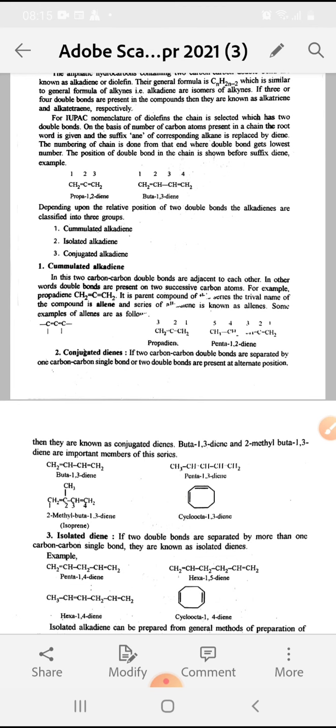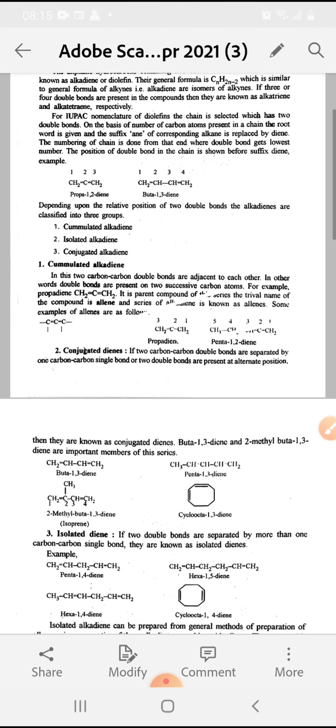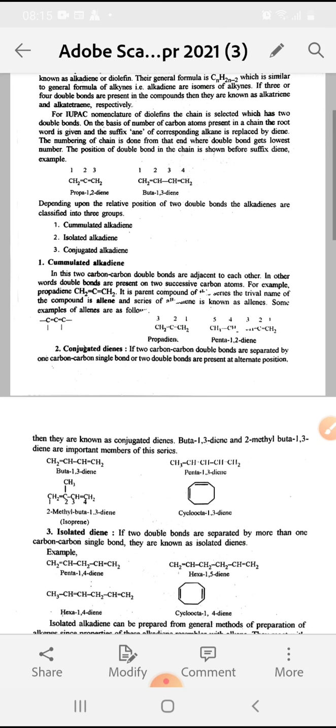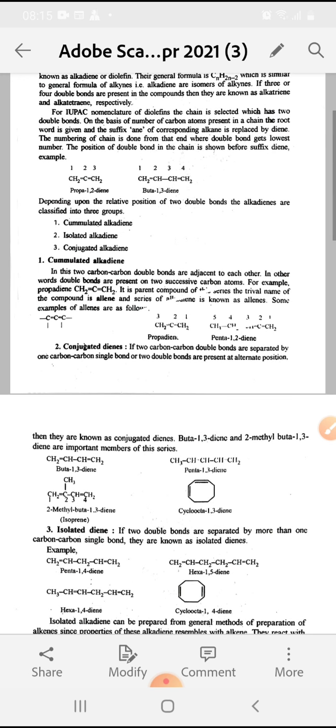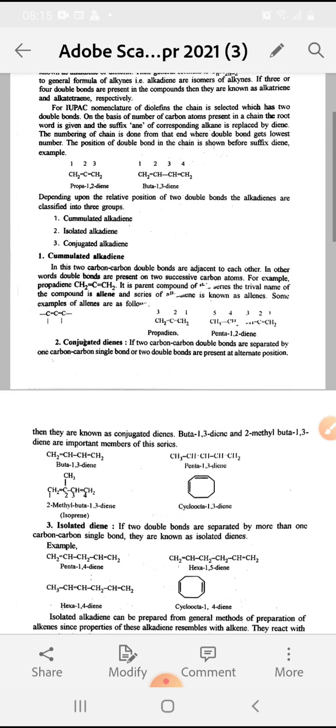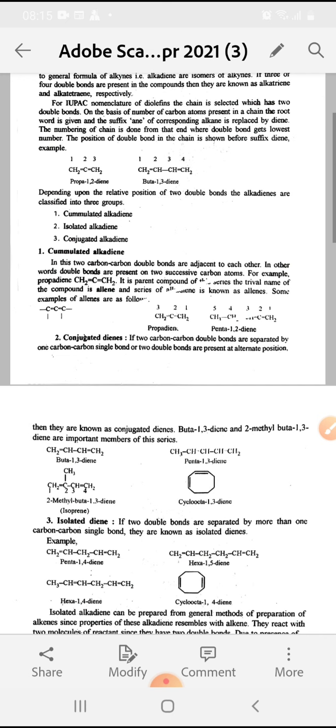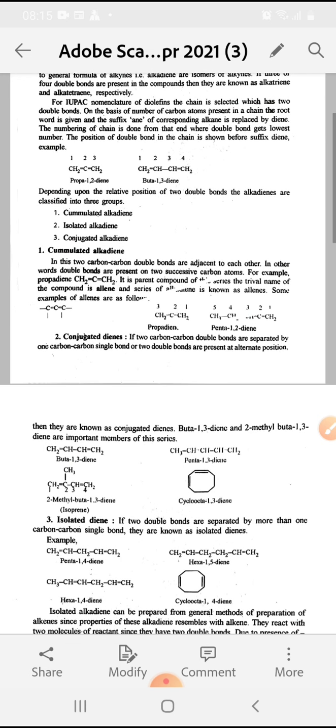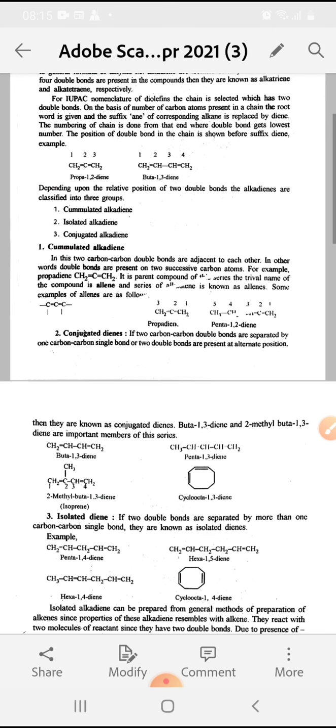On the basis of number of carbon atoms present in a chain, the root word is given and the suffix "ane" of the corresponding alkane is replaced by diene. The numbering of the chain is done from that end where the double bond gets the lowest number. The position of the double bond is shown in the chain. If we consider these two examples, the first is propa-1,2-diene and the second is buta-1,3-diene.